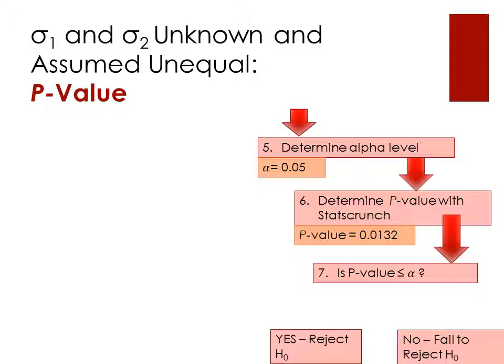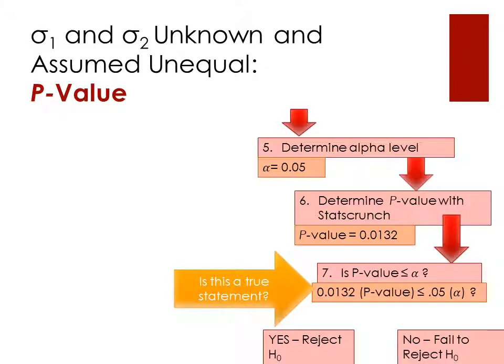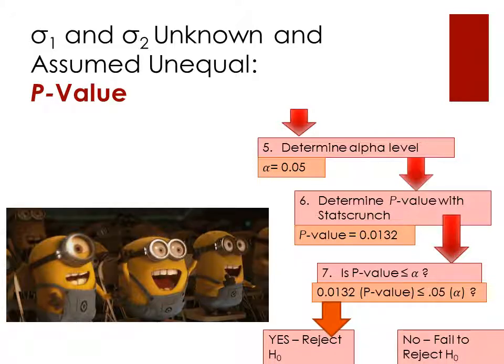So now we've got our p-value here of 0.0132, and we need to plug it into our equation for step number 7. So it's going to be p-value, 0.0132, set to be less than or equal to 0.05, and asking ourselves, is this a true statement? Is 0.0132 less than or equal to 0.05? Yes, it is. So we reject our null.